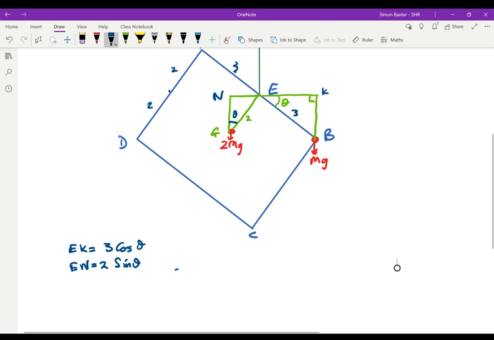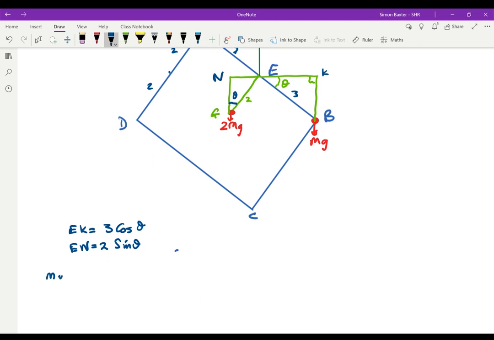So now we're in a position to take moments. If we take moments about E, we will get the clockwise moment, which is EK, which is 3 cos theta. So you've got 3 cos theta times mg, force times distance to the line of action of the force, is equal to the anti-clockwise moment, which is going to be the length of EN, which is 2 sine theta, times 2mg. Various things cancel, and we're left with 3 cos theta is equal to 4 sine theta.